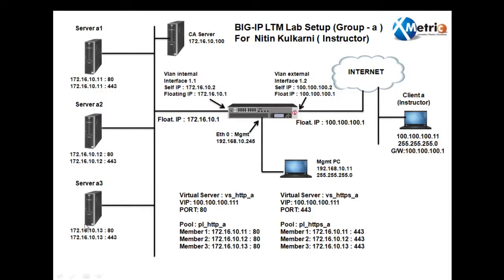There are a few web servers which are configured for load balancing, and there are virtual servers vs_http_a and vs_https_a. So a few virtual servers along with some pools are configured on this Big IP system. There are some self IPs and floating IPs for the internal VLAN as well as the external VLAN configured. Now what we are going to do is log in through this management PC to the F5 by using a graphical user interface, and we want to create a backup.